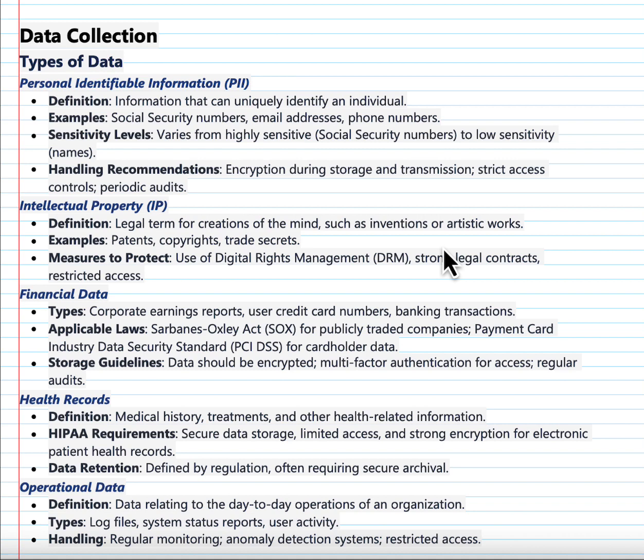That is a lower sensitivity because it's out there, especially if you have any level of social media. When you're dealing with PII, there are some handling requirements, and these are brought on by numerous regulatory agencies that actually define what you would do with them. They're also defined in best practices. So for example, encryption during storage and transmission, strict access controls, periodic audits. All of those are different types of handling requirements that you would use as it relates to PII data.